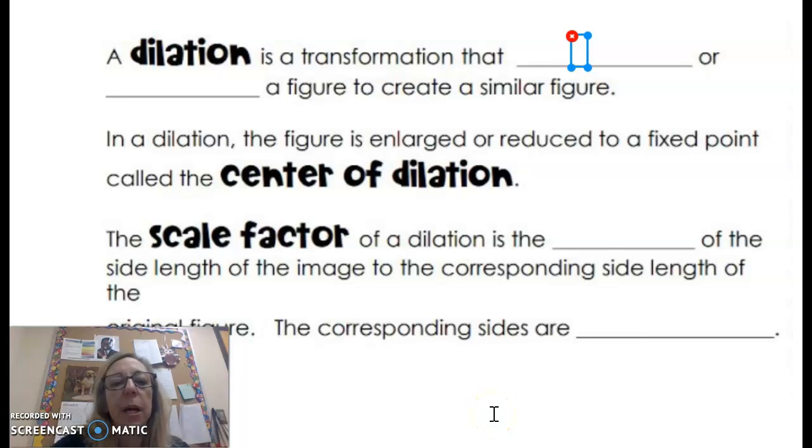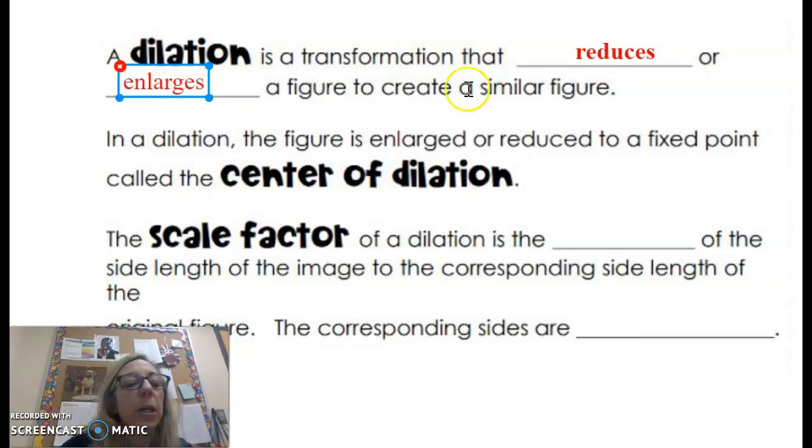Hi everybody, today we're going to be talking about dilations, and the first type of dilation we're discussing is enlargements. But first we're going to look at the entire definition of a dilation, and then we're going to focus on enlargements. So a dilation is a transformation that reduces or enlarges a figure to create a similar figure.